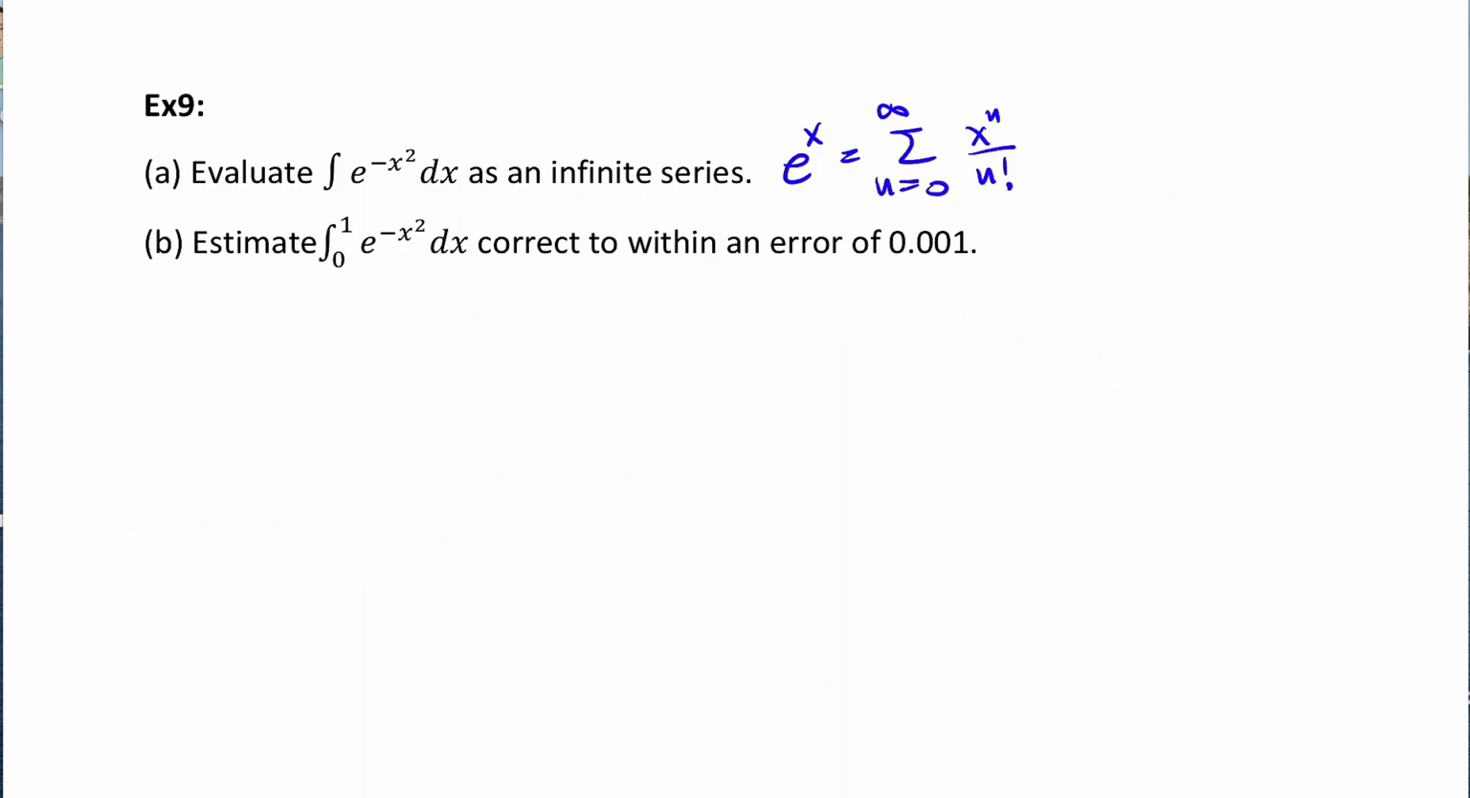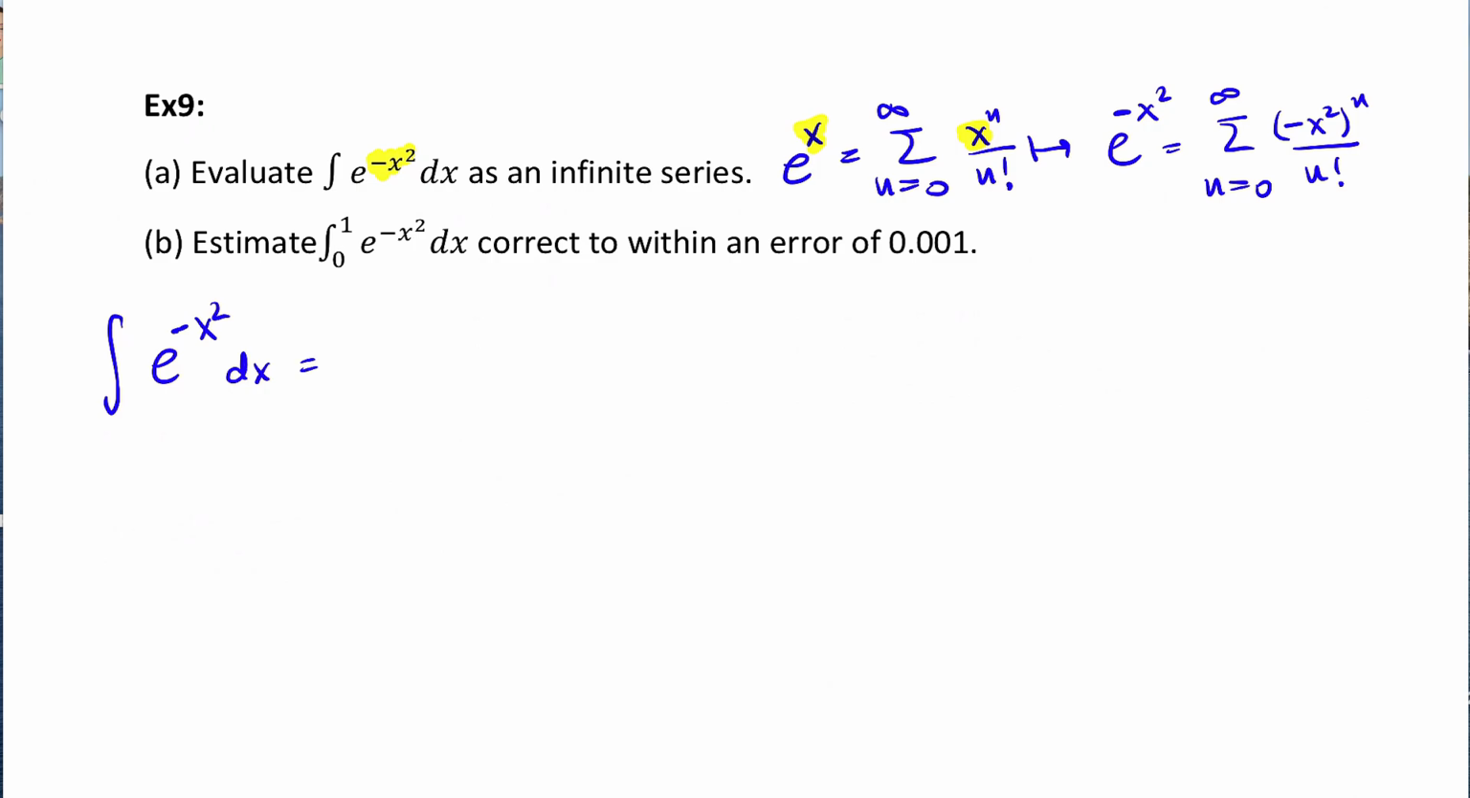Now, just like we did before, you have to be careful. This is the expansion of e to the x, but we have e to the negative x squared. So we have to go back to the Maclaurin expansion and replace x with negative x squared. So e to the negative x squared is equal to the sum from n equals 0 to infinity of negative x squared to the n over n factorial. Now, I know that the integral of e to the negative x squared dx is equal to the integral of the sum from n equals 0 to infinity of negative x squared to the n over n factorial dx.